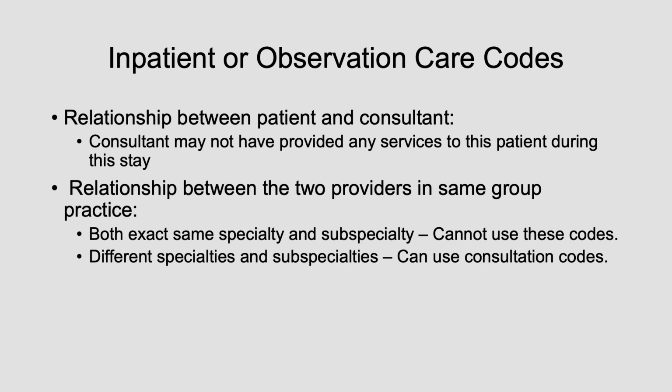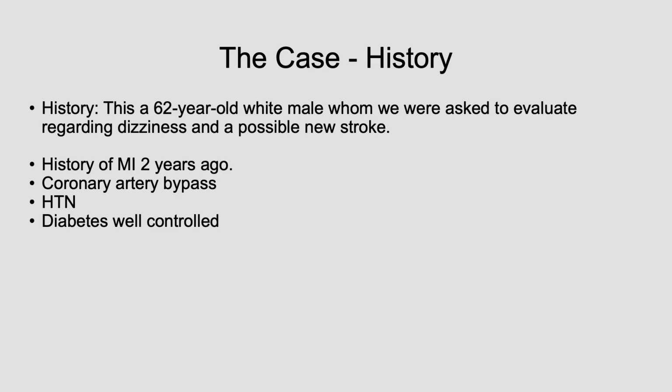So let's look at the case. Like most consultation cases, this is a little complicated. So the history: this is a 62-year-old white male whom we have asked to evaluate regarding dizziness and a possible new stroke. He has a history of myocardial infarction 2 years ago, coronary artery bypass, hypertension, and diabetes, but it is well controlled.